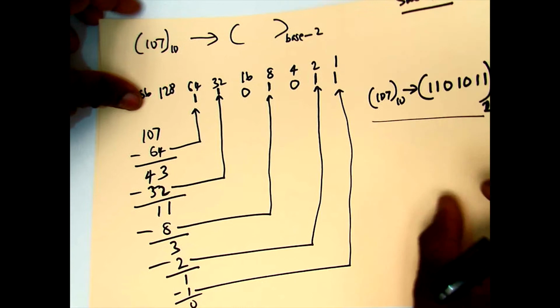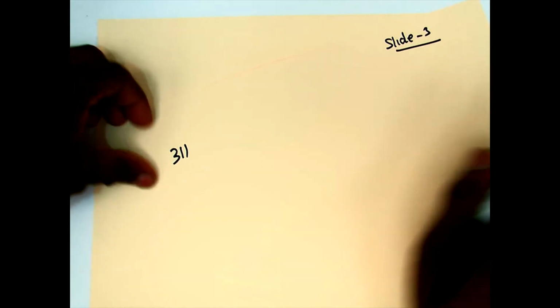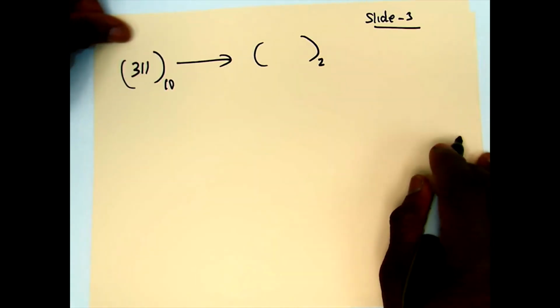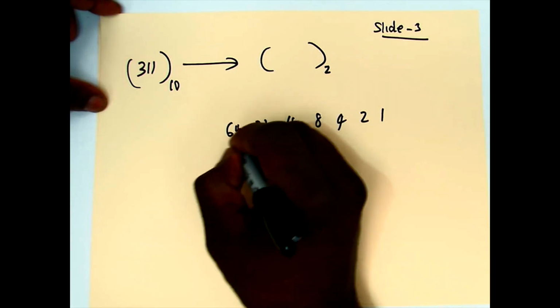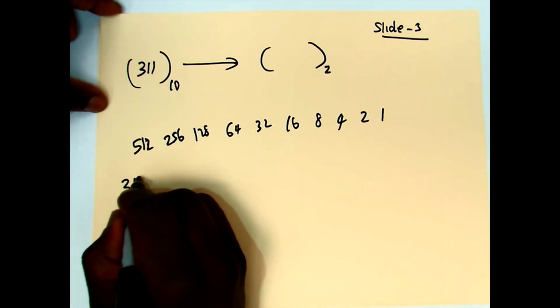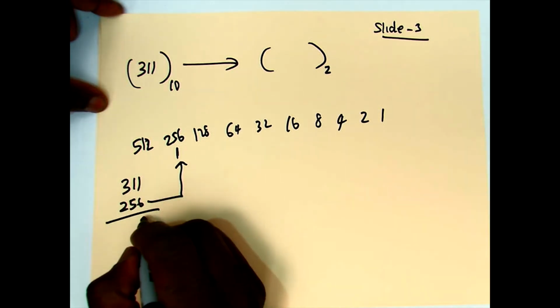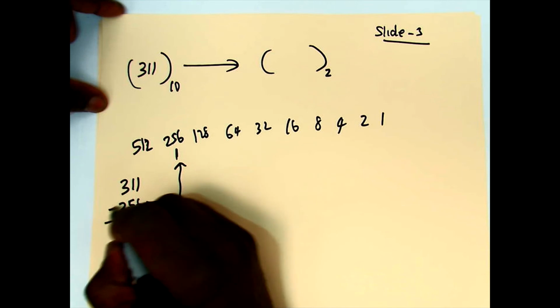Let me do one more, briefly. Let's go to slide 3 now. Let's make one a little bit bigger. Suppose we have 311, just making it up. Base 10, what we do every day. Let's take it to base 2. So we have the powers of 2: 1 2 4 8 16 32 64 128 256 512. You see, it can be as big as you want. So we have 311 now. The highest power we can take is 256. We use 256. You have to be careful about your arithmetic. 311 minus 256 is 55. You check again to make sure that the arithmetic is okay.